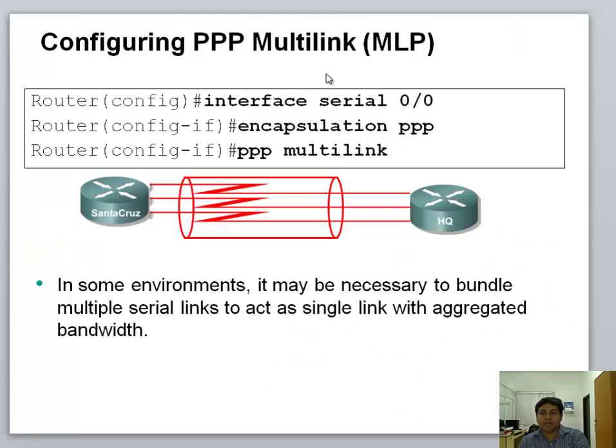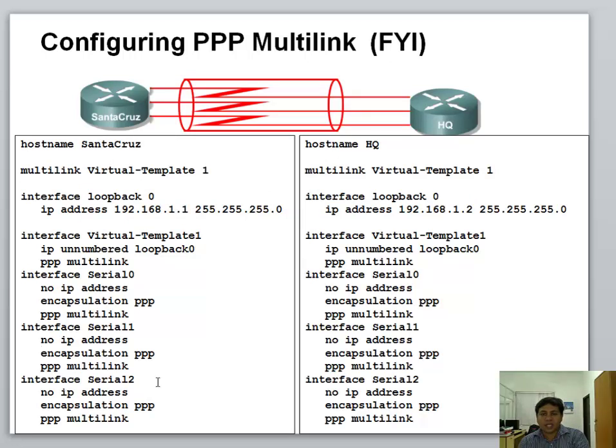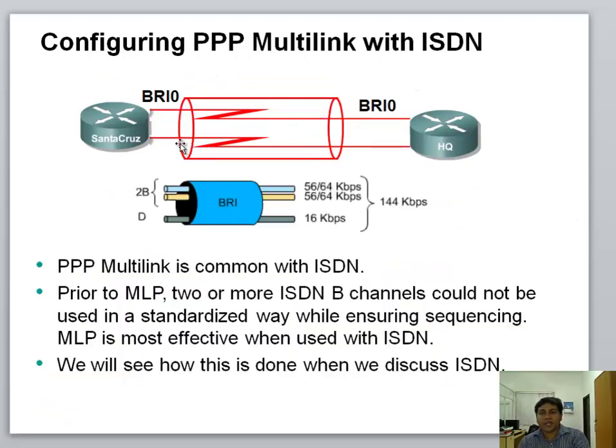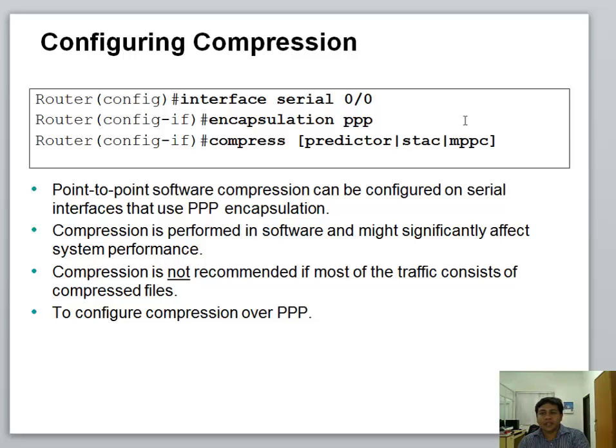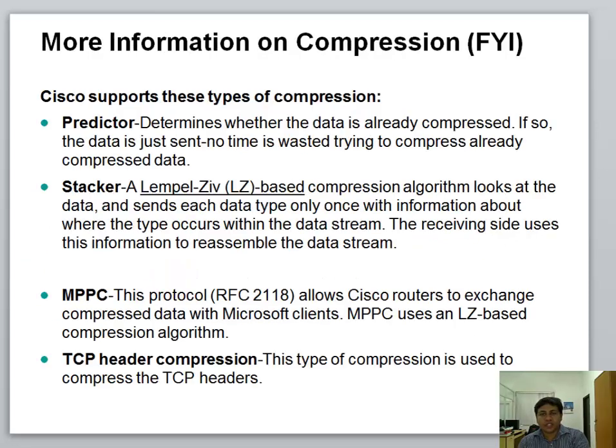So this is my PPP multilink. Multilink you can also do. We have to just configure the multilink, and this is done by creating a virtual template, so you can have multiple connections in multilink. We can do a multilink in the case of ISDN BRI, Basic Rate Interface. You first have to declare the encapsulation, then specify the compression technique. There are predictor, stacker, and MPPC. These are different compression techniques, which are not in the scope of our discussion, but first there is the configuration.